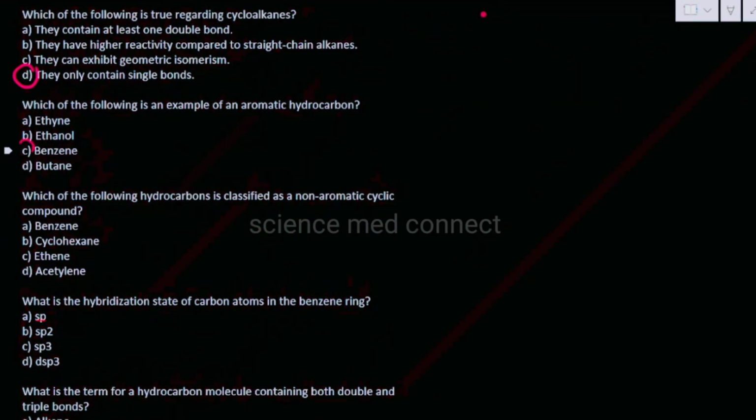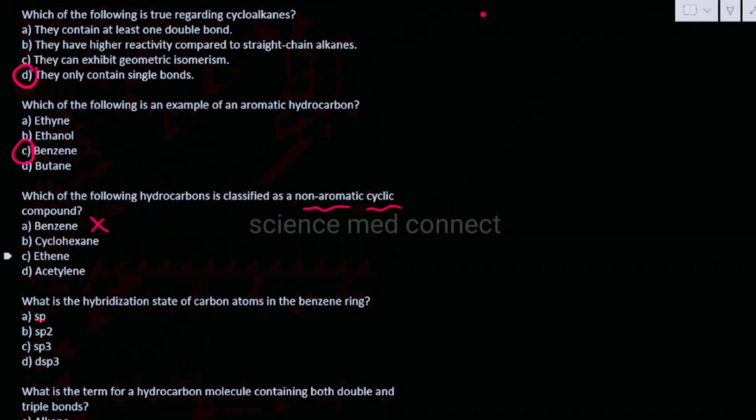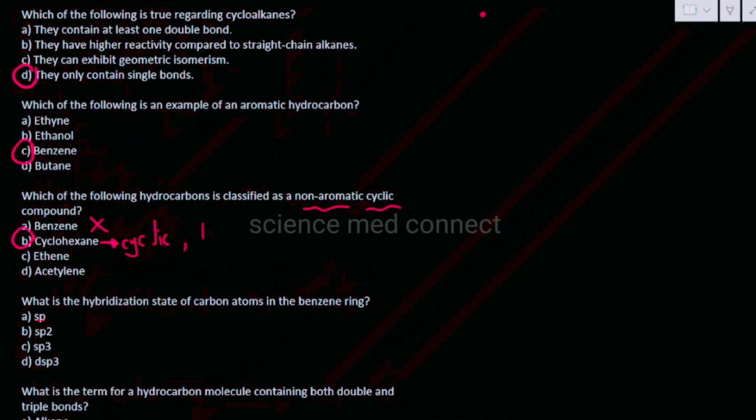Which of the following is an example of an aromatic hydrocarbon? Aromatic hydrocarbon example is benzene. The answer is C. Which of the following hydrocarbons is classified as a non-aromatic cyclic compound? This compound has to be cyclic and non-aromatic. The answer is cyclohexane. It's cyclic, but it is not aromatic because cyclohexane doesn't have benzene.